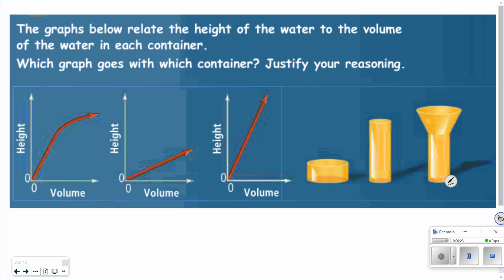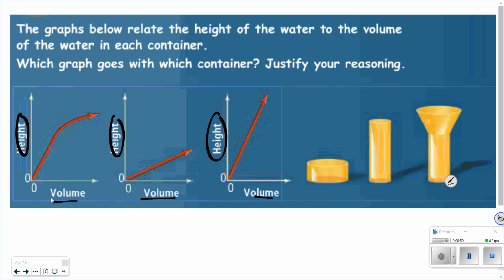It says the graphs below relate the height of the water to the volume of the cone. So if you look at the graphs, the x-axis down here is the volume. So what happens as the volume goes up, what happens to the height? And the height is the y-coordinate going that direction. So I just want you to think about this. Pause the video for just a second. Think about that and see if you can match up those three graphs with the three containers that you have off to the side there. When you're done going through it, you can unpause it, and then I'll talk about it with you.